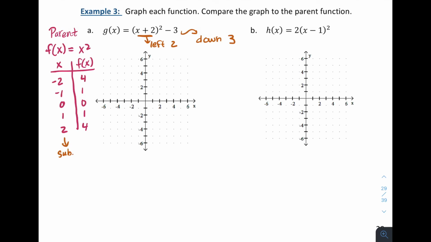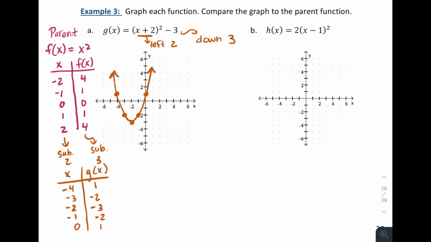So if I square some values here, remember this makes a parabola shape. On g of x, it's translated left 2 and down 3. So I could take my table of values that I made and subtract 2 from all of my x values and 3 from all of my y values to get my translated function. And then plot it on my graph and voila!